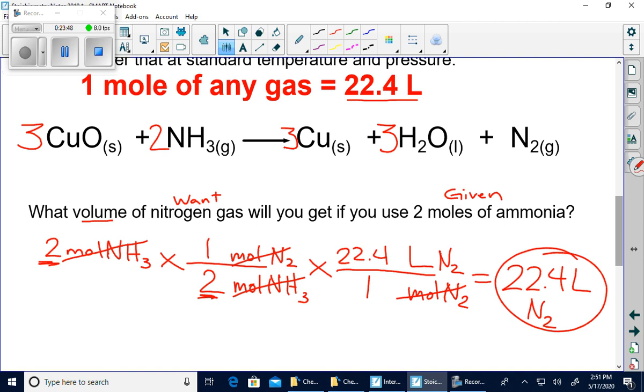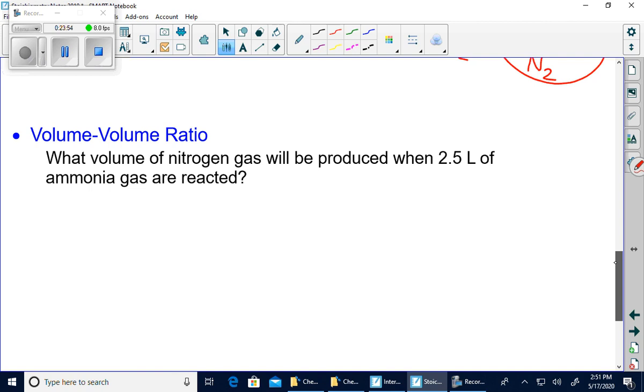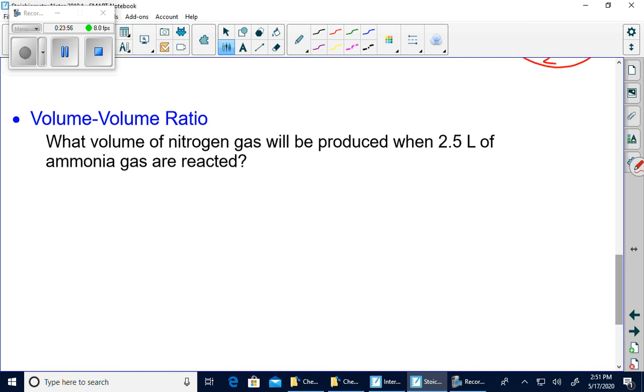All right, so keep going. One more problem here. All right, volume to volume ratio. What volume of nitrogen gas will be produced from 2.5 liters of ammonia gas when 2.5 liters of ammonia gas are reacted? Okay, so I'm going from volume, this is what I'm given, and this is what I want. So I'm going to start off with what I'm given, 2.5 liters of ammonia.